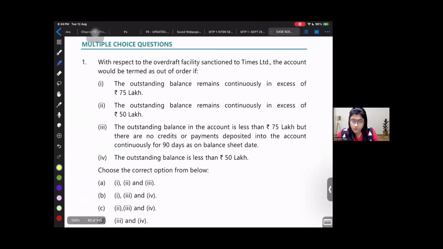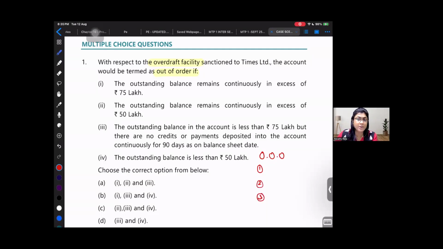With respect to the overdraft facility sanctioned to a limited company, the account would be termed as out of order if. Do you remember? Out of order. How many cases will an account become out of order? Anyone remembers? 3 cases. Can we discuss those 3 cases?